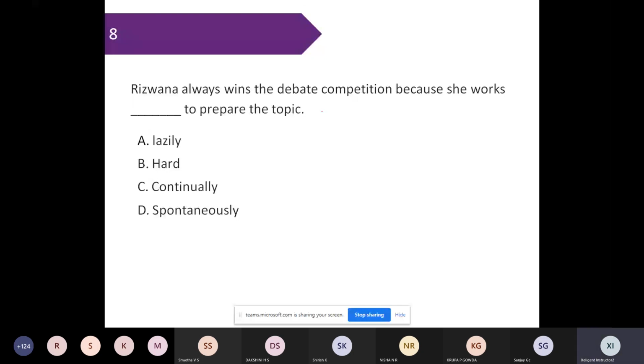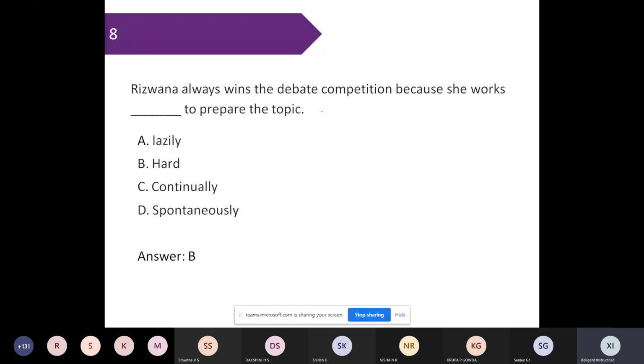Continually and spontaneously will not come. Continually is frequency. So it is again and again she is preparing. So the most appropriate answer would be hard. That's how we can tell it. And spontaneously, we don't use spontaneously for debate competition. It's a debate competition. You need to put some effort. Spontaneously comes into picture if it is just a minute or elocution kind of competition.